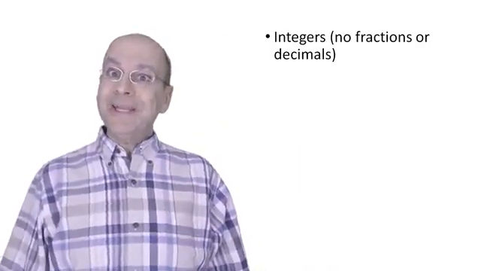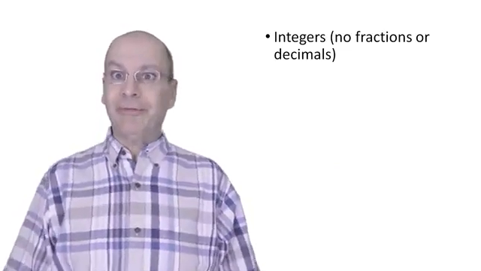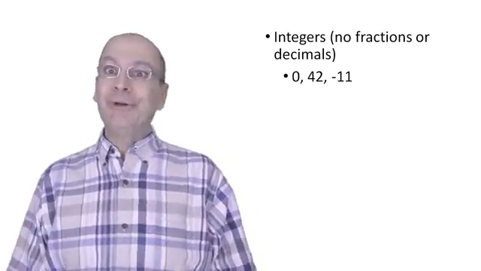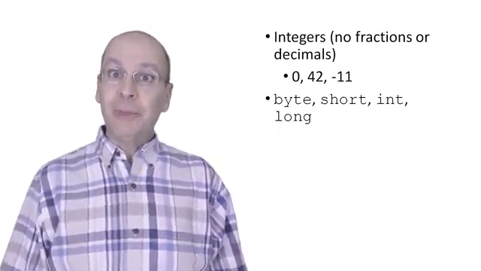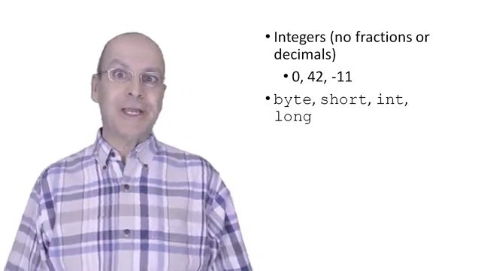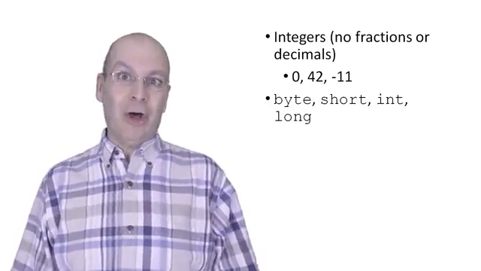In this lecture, we'll look at the data types that we commonly use to represent integers in our C# code. So what is an integer? An integer is a number without a decimal or fractional part, like 0 or 42 or -11. The four most commonly used integer data types in C# are byte, short, int, and long.